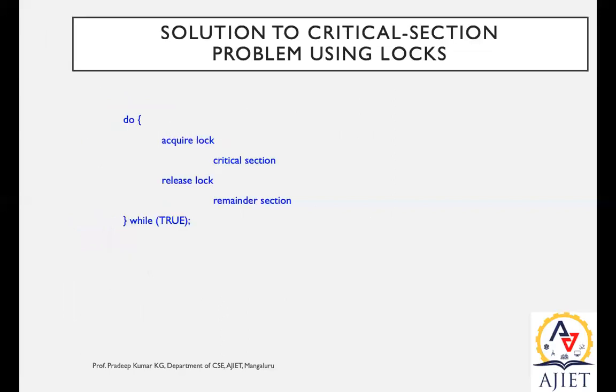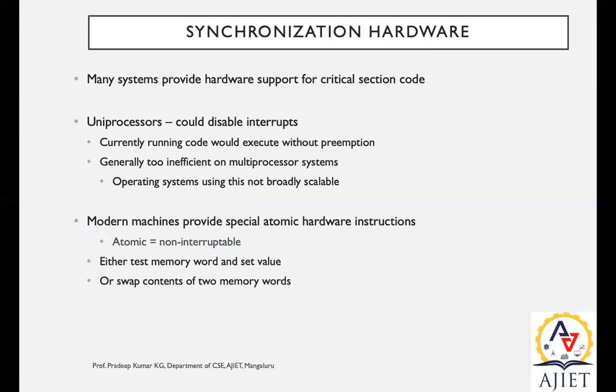Coming to the hardware part, many systems provide hardware support for critical section code. Some systems, maybe like uniprocessors with only a single processor, could disable the interrupt directly, and this provides the chance for the currently running code to execute without preemption. Only one process can execute. So the interrupt is disabled, and nobody can seek permission because you have only one processor, a uniprocessor.